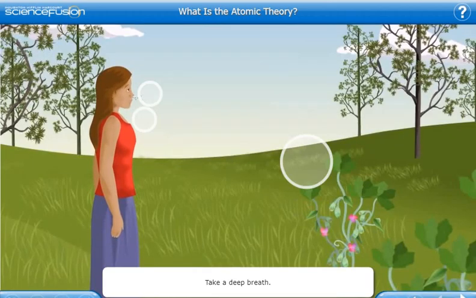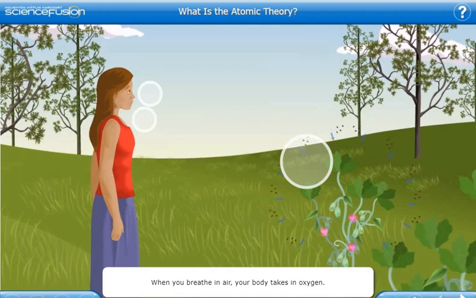Take a deep breath. When you breathe in air, your body takes in oxygen. Now exhale. The gas that leaves your body is carbon dioxide. Even though you can't see these gases, each of them is made up of atoms.